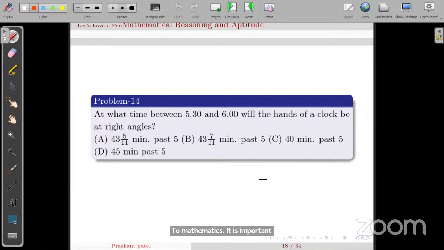Okay, so this was the problem we were discussing yesterday, the last problem. Let us discuss again: what is the time between 5:30 and 6 at which the hands of the clock will be at right angle? First of all, you should know what you mean by a right angle. A very well known theorem is connected with the right angle and triangles. Does anybody know what theorem I'm talking about?